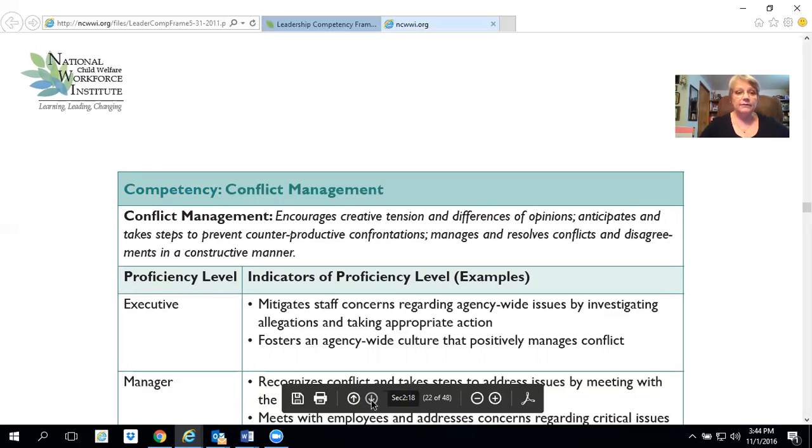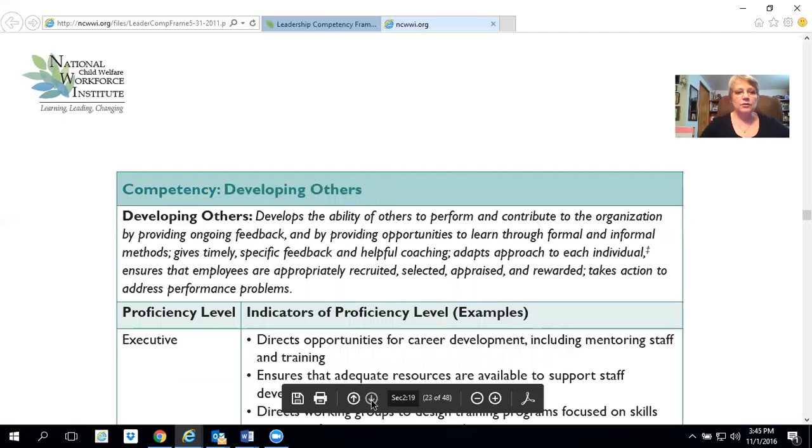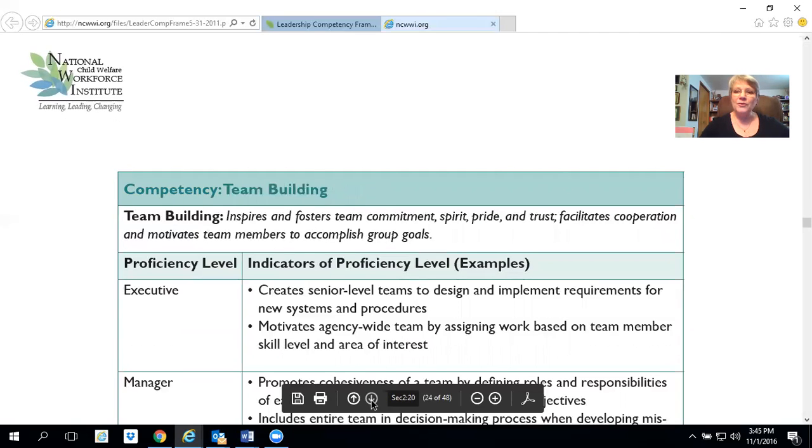We get creative. So we want to encourage that and prevent counterproductive confrontations that are real negative and don't move us anywhere. So maybe you had the opportunity to see conflict management in action. Be great if that could be one of the competencies you developed during your learning project. Or how about developing others? Or team building, very important in child welfare.